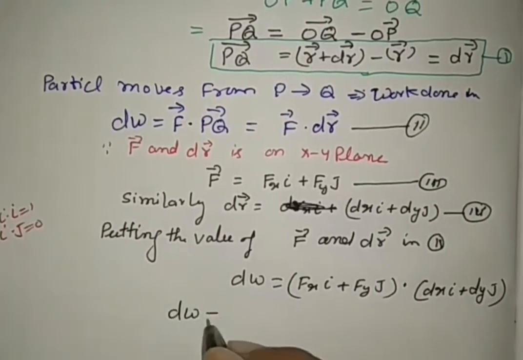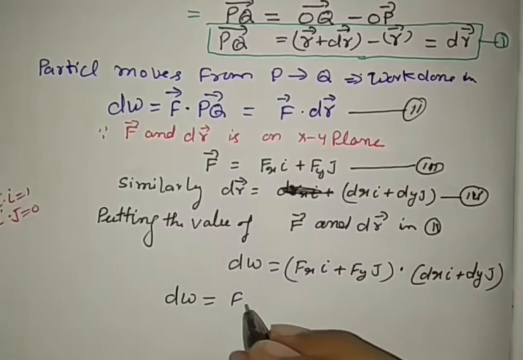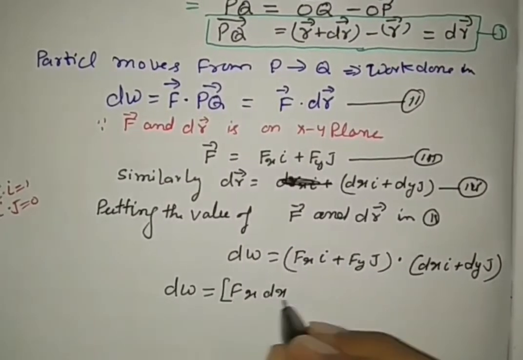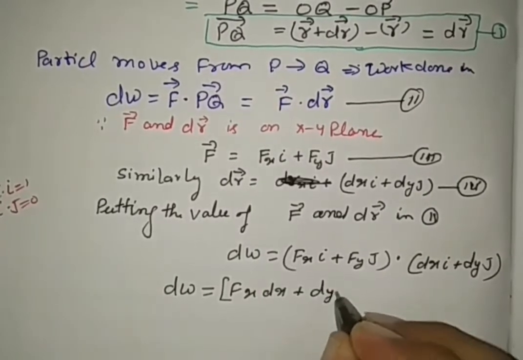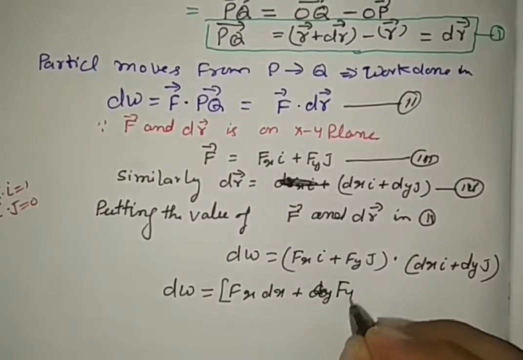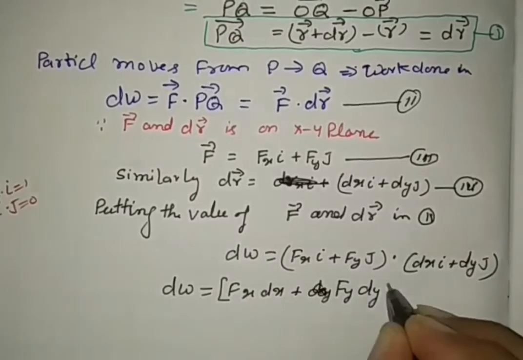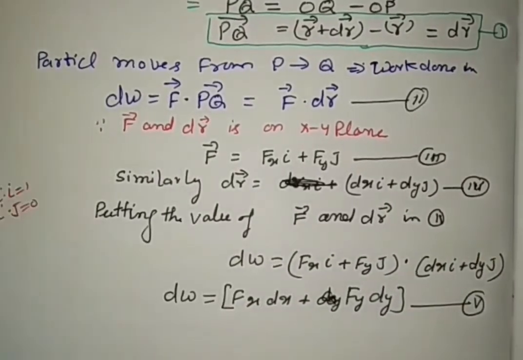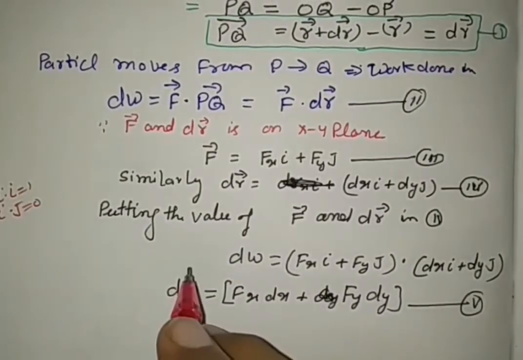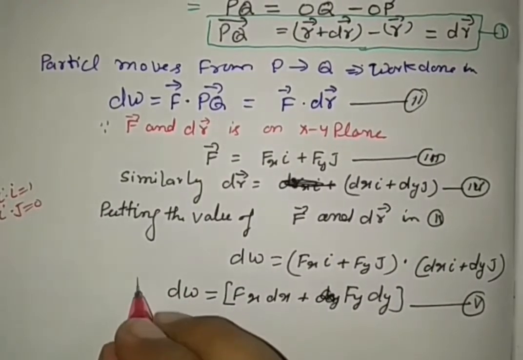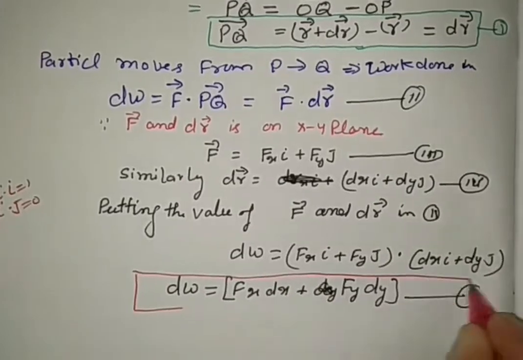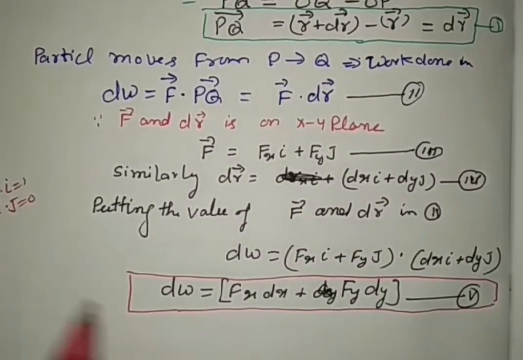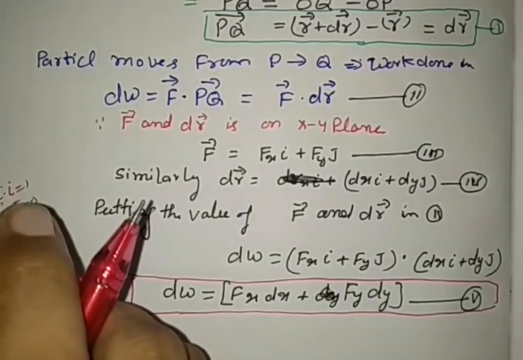Then work done can be written as Fx dx plus Fy dy. See very carefully, it is equation number 5. This equation number 5 is here given in the box. Right? Now see very carefully.